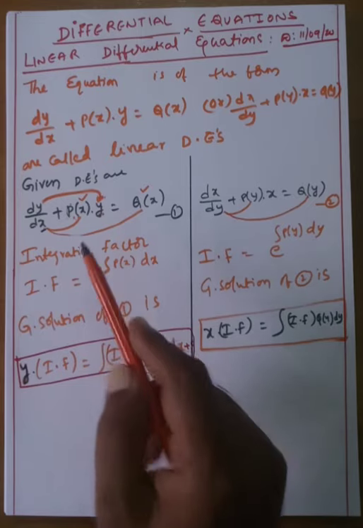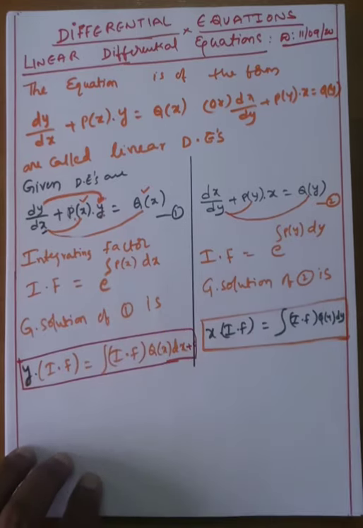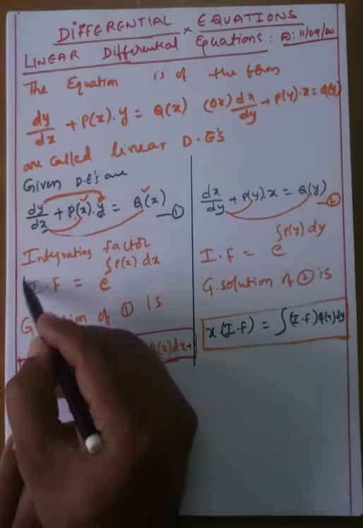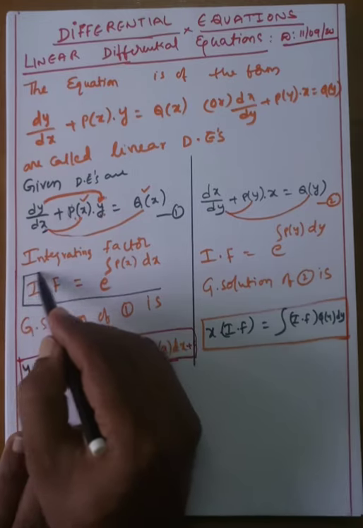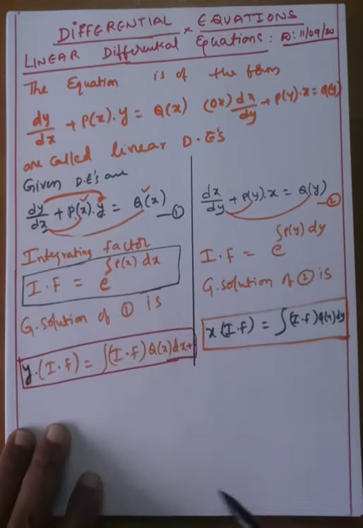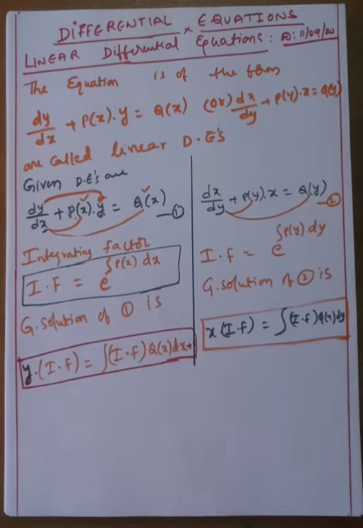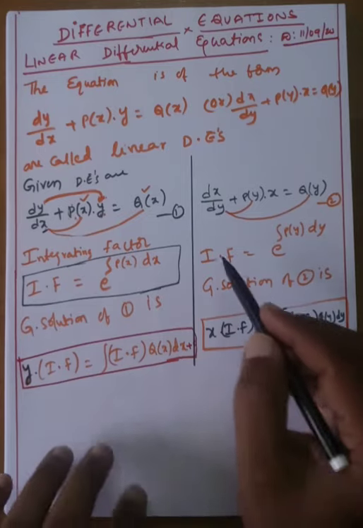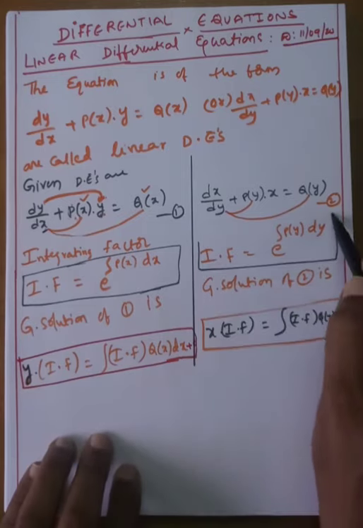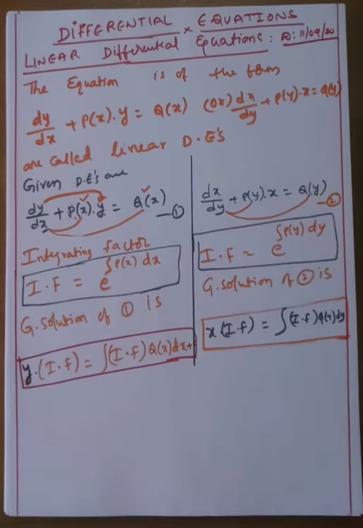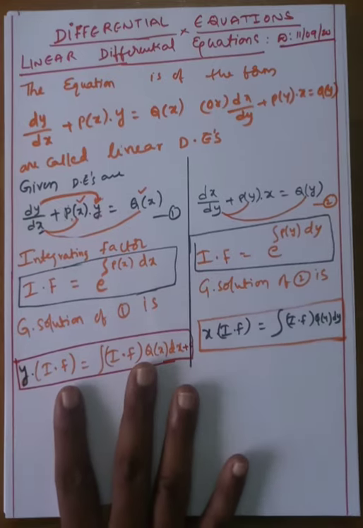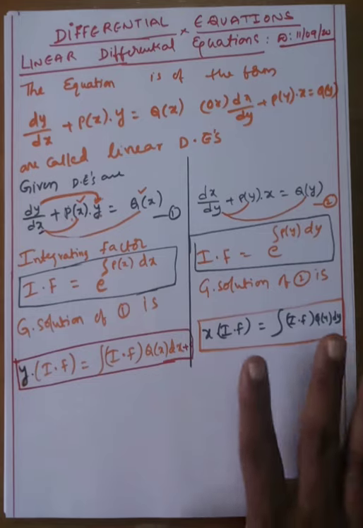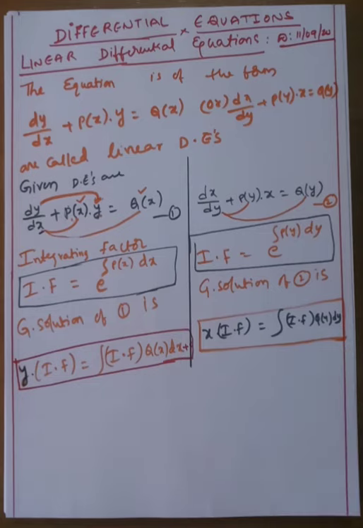Now, how to find the integrating factor? You will find the integrating factor by using this formula. Integrating factor is equal to e power integral of p of x dx. Here, integrating factor is equal to e power integral of p of y dy, depending on the type of the differential equation. Just when we find the integrating factor, immediately we write the solution, my dear students. Now we are going to the problems.